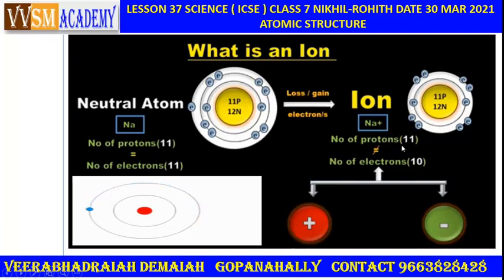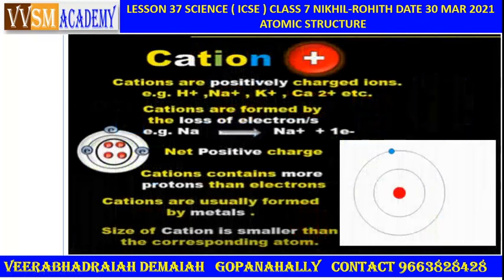Number of protons is 11. It is not equal to the number of electrons because one electron has been lost from the outermost orbital, which is a valence electron, my dear friends. So the number of electrons is only 10. Now coming to this ion, it may be a positive ion, it may be a negative ion.